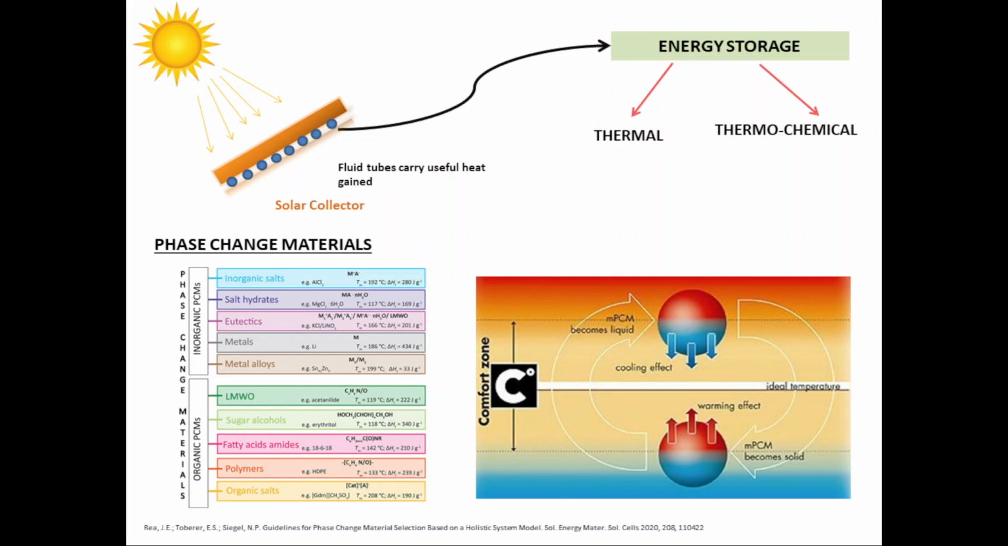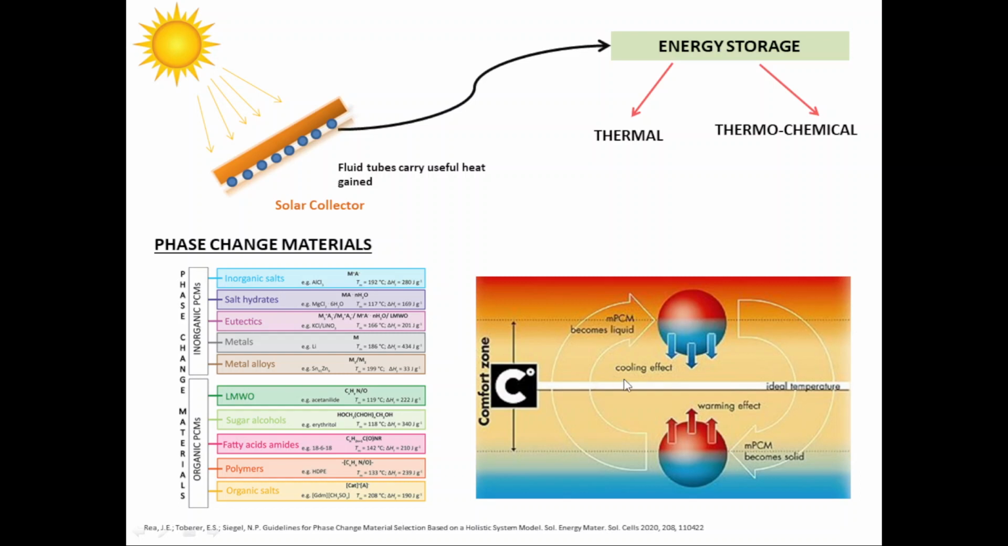In the case of sensible heat energy storage, the examples are already given, that is ethanol, water and many other kinds of substances. In the case of latent heat energy storage, we have an interesting class of material which is called phase change material, or PCM.